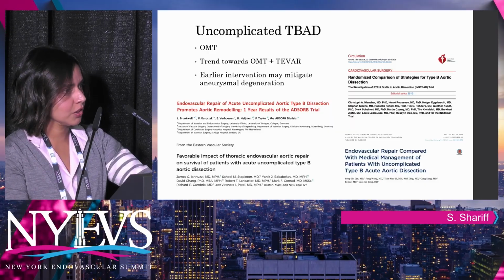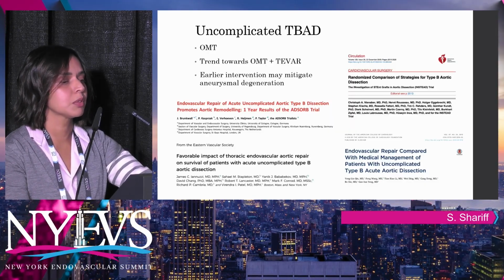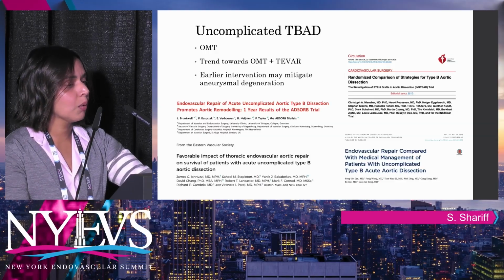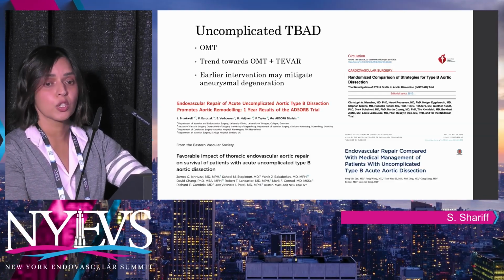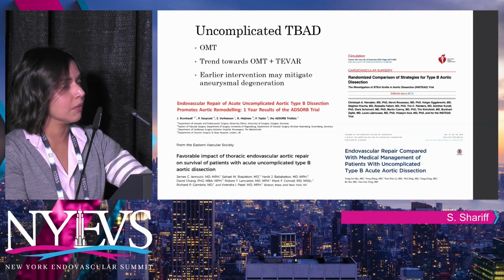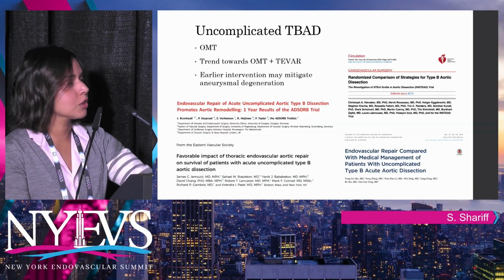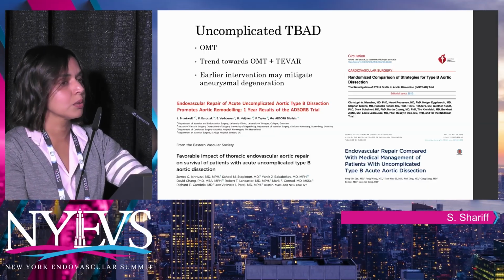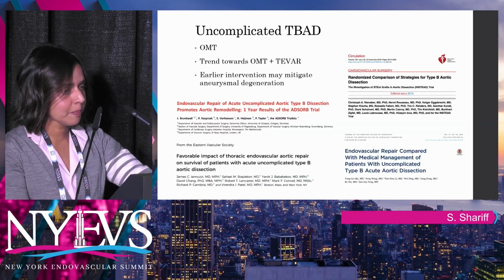Uncomplicated type B dissection, traditionally the treatment for these dissections has been optimal medical therapy, which is anti-impulse therapy, bring the blood pressure down below 120/80, heart rate below 70. So the initial therapy is usually alpha or beta blockers, and then eventually when they're stable, they can be converted to ACE inhibitors, ARBs, or calcium channel blockers.